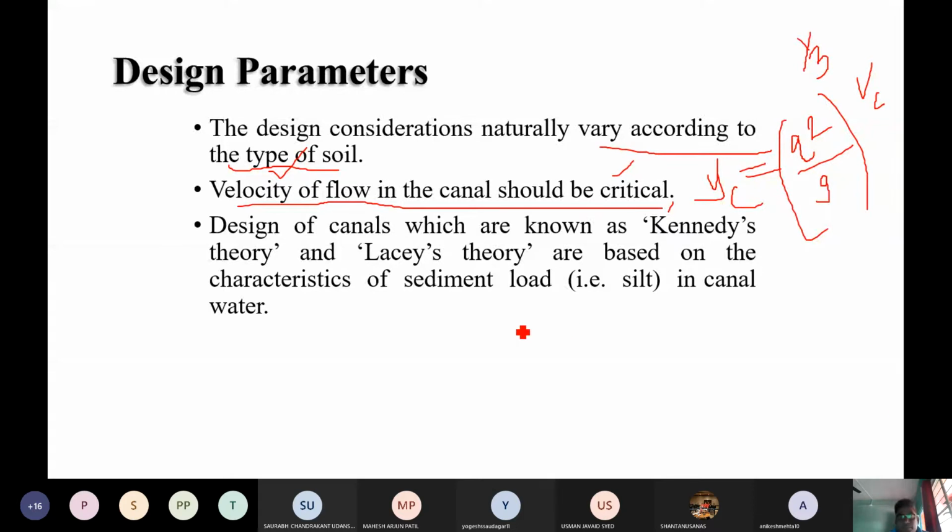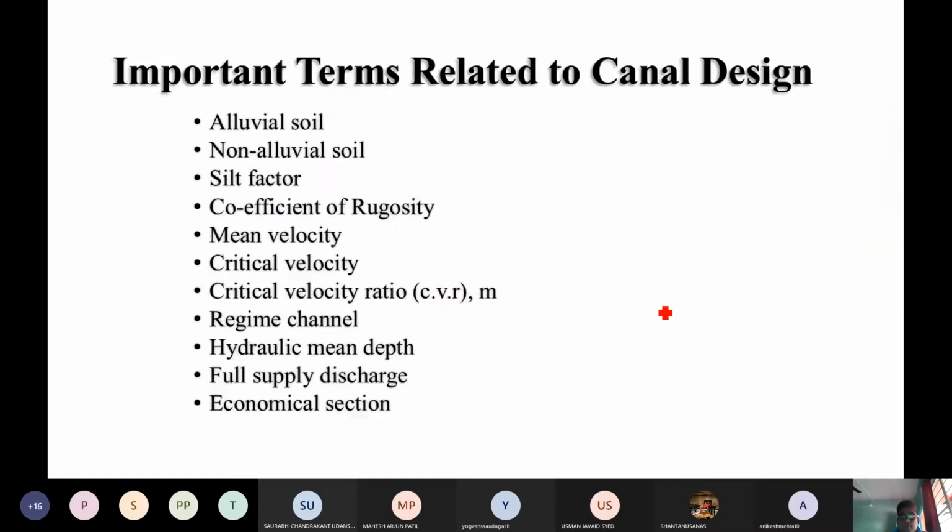So, design of the canal. There are two theories, Kennedy's theory and Lacey's theory, which are based on the characteristics of the sediment load, or the characteristics of the silt in the canal water. So these two theories are very important in the design of the canal.